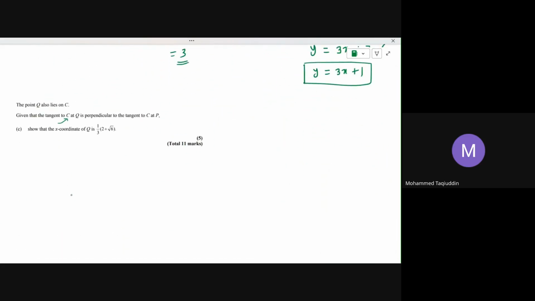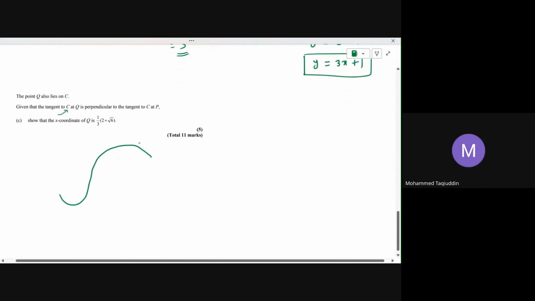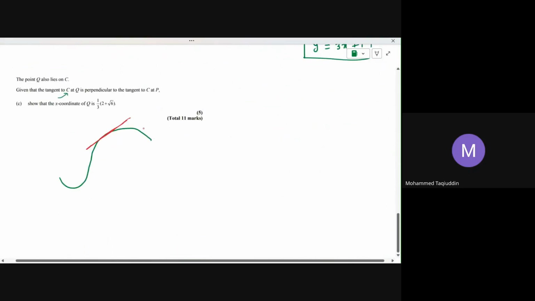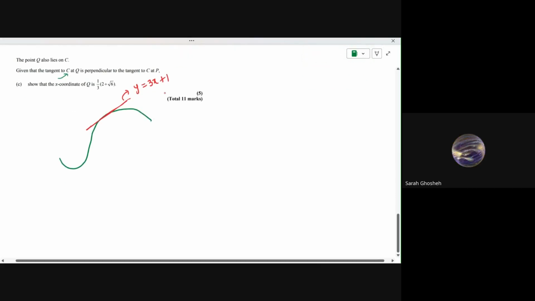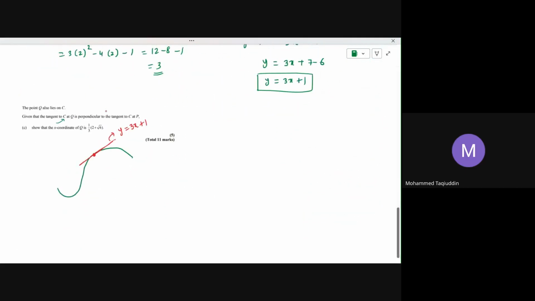I have something here, isn't it? I have the tangent as well. Where was my tangent? This is not the exact diagram of how it looks. This is just my rough diagram, you don't have to take this exactly like this. I have the tangent here, and the equation of the tangent is y equals 3x plus 1. And what was this point? 2, 7, isn't it?